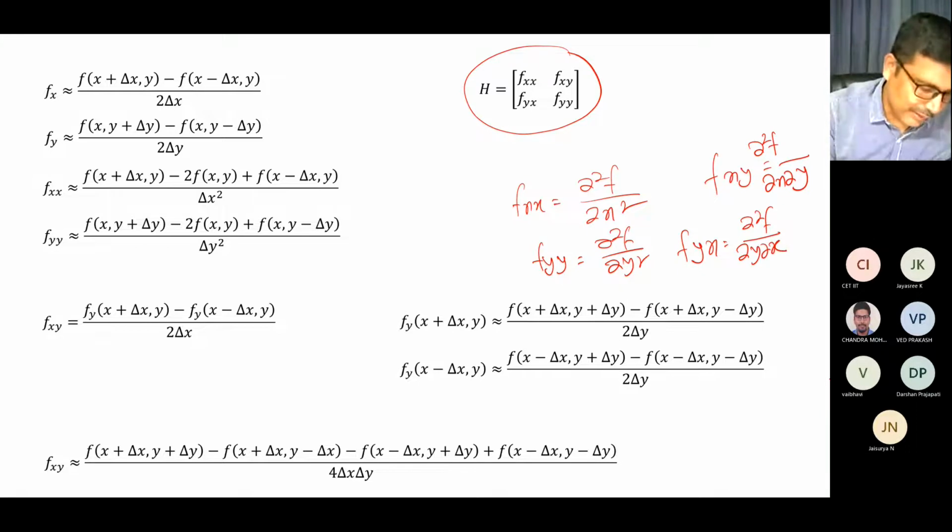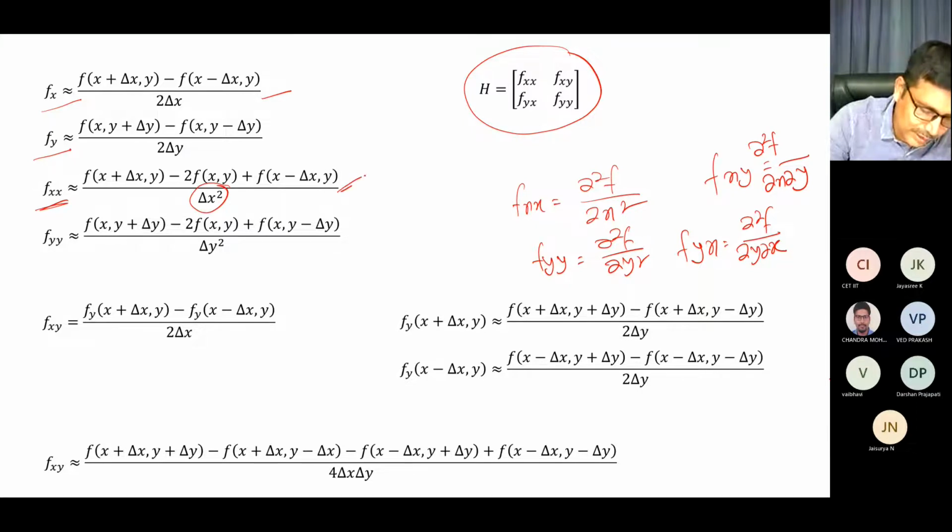What I can do, this is the first derivative of this multivariable function. So here f of x plus delta x comma y minus f of x minus delta x comma y divided by twice delta x. So this is your fx and this is the fy. This is the first derivative. And the second derivative at x, y, I can calculate as f of x plus delta x, y minus twice f of x, y plus f of x minus delta x, y divided by delta x square. So this is your del square f by del x square.